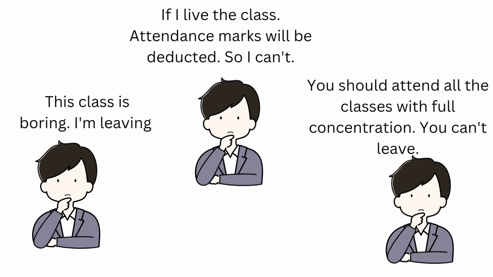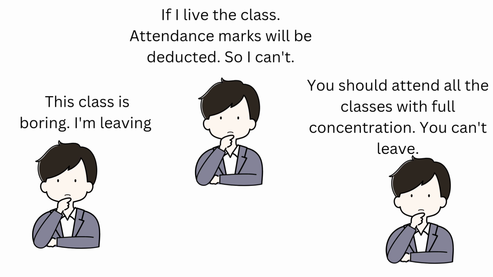In the next slide, I have given an example for better understanding. In the first picture, the boy is thinking that the class is boring and I am leaving. This is the impulse generated to leave the class. This is the id of that boy. And in the third one, the boy is thinking that you should attend all the classes with full concentration, you can't leave. This is the superego.